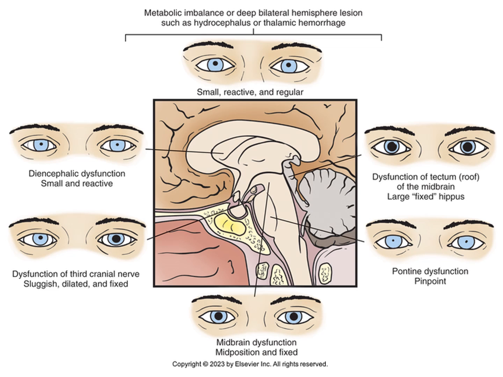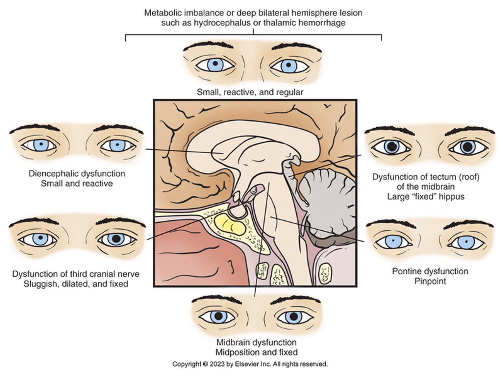Now, consider diencephalic dysfunction. Pupils become small and reactive, often bilaterally. The diencephalon lies deep within the brain, and its involvement suggests early or evolving brain injury. With third cranial nerve dysfunction, the affected eye shows a sluggish, dilated, and fixed pupil. This is a red flag for increased intracranial pressure or uncal herniation compressing the oculomotor nerve. It's one of the earliest and most dangerous signs of brainstem compression.